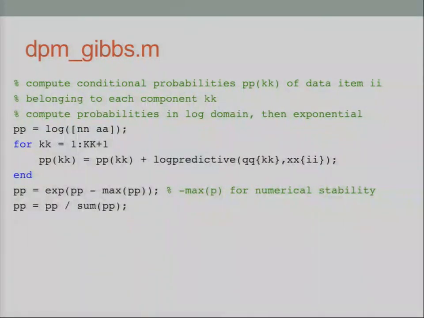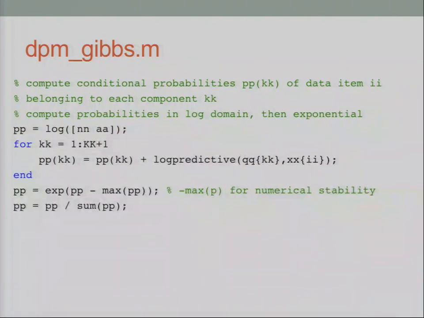And as I said, after removing the data point, we compute the conditional probabilities of the data item i belonging to each component k. And this is some implementation detail. We compute the probabilities in the log domain and then take the exponential just to avoid numerical issues, because some of these values can become very small and we don't want to always have 0 probabilities.